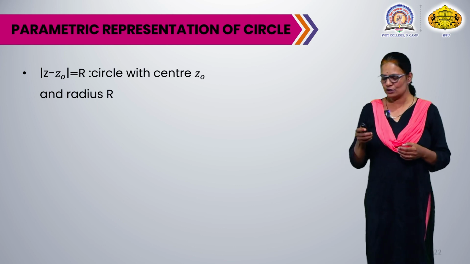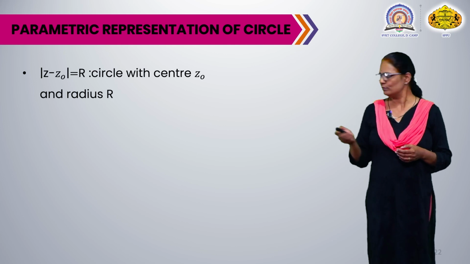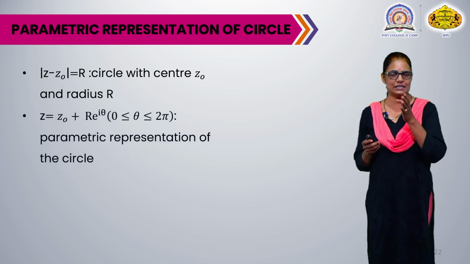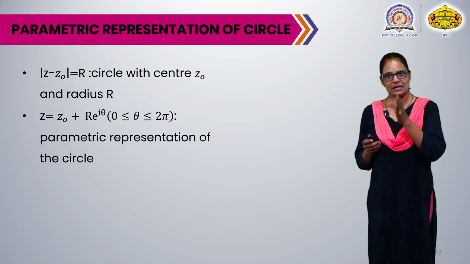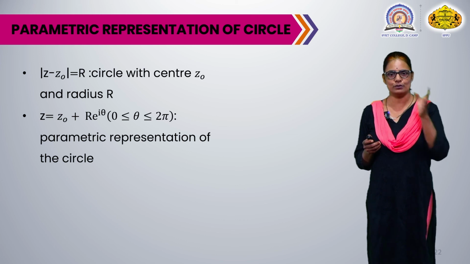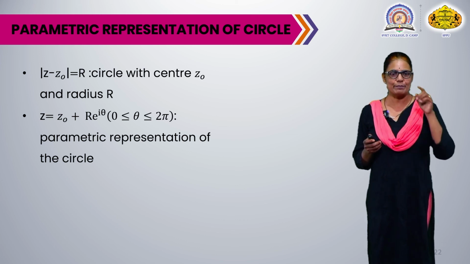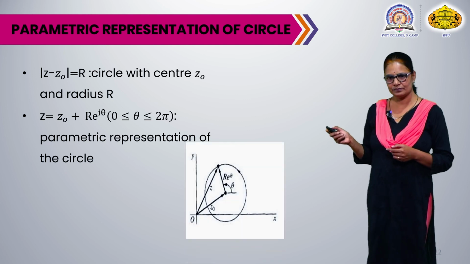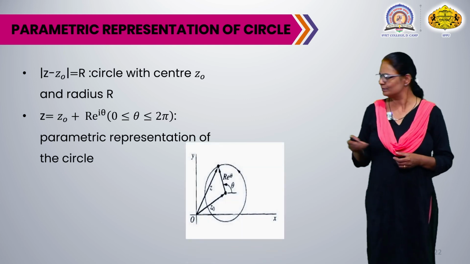So we write this equation in parametric form. The parametric form of this equation is z equals z0 plus capital R times e raised to i theta, where theta varies from 0 to 2 pi. So this is the parametric equation of the above circle. So this is a diagram.